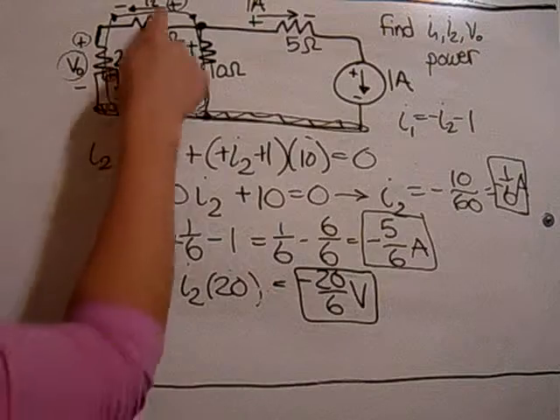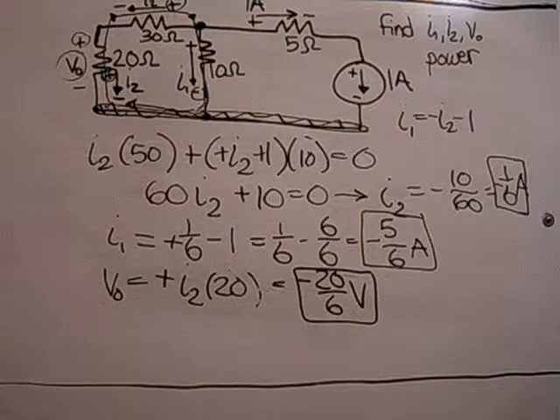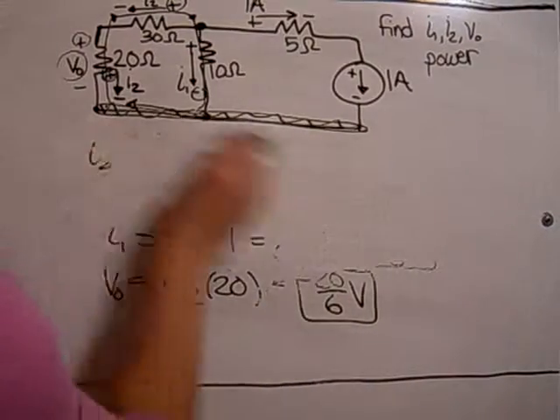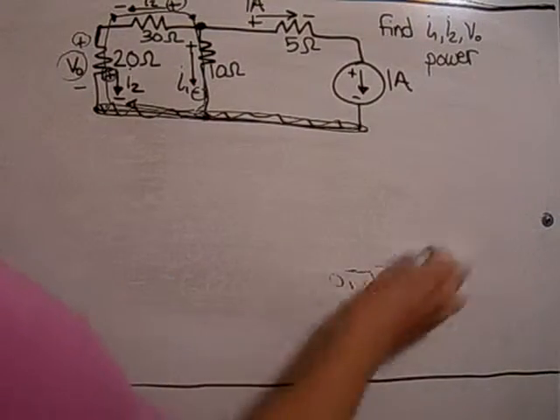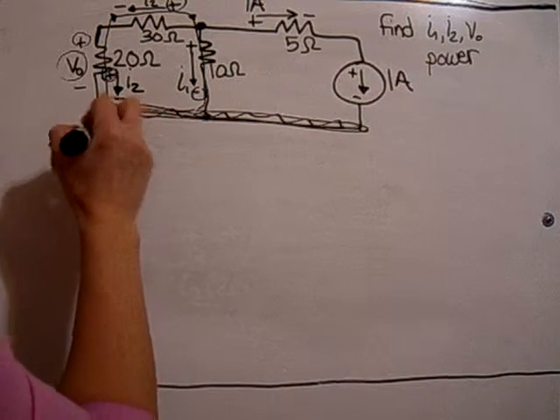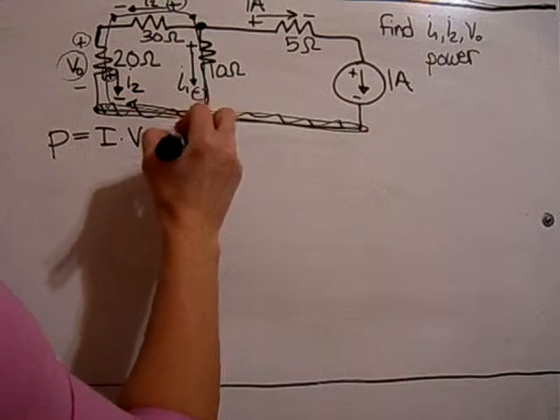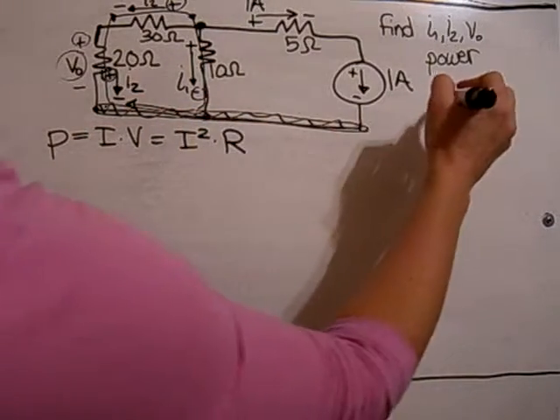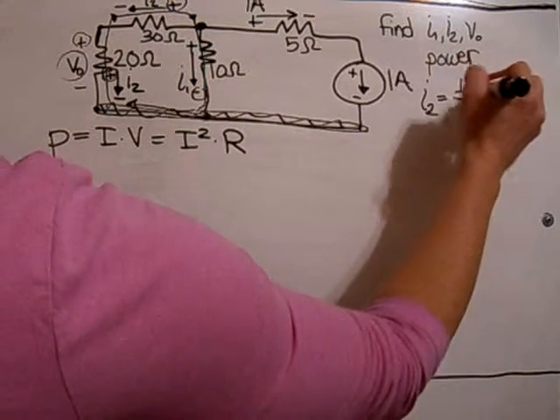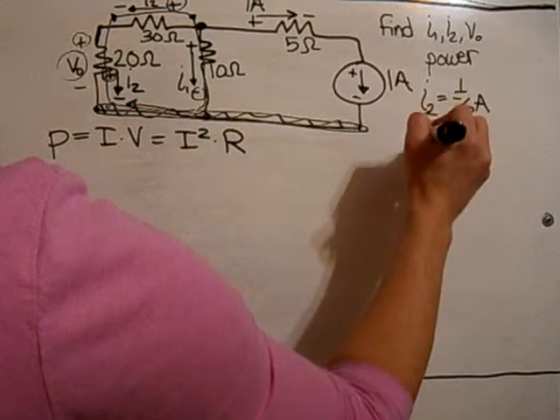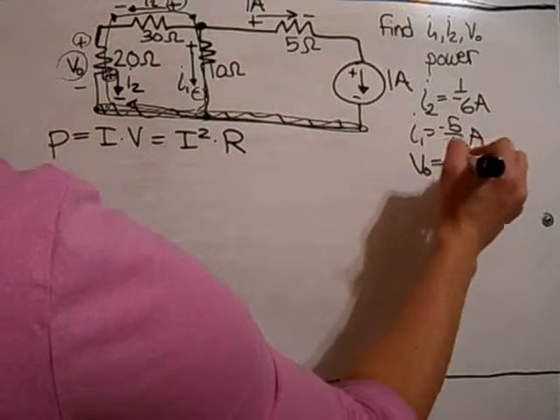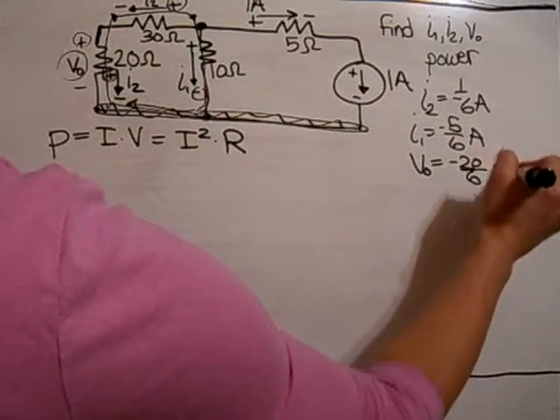So now I want to find the power in each component. To do that, I'm going to take I times V, or I squared times R. Our values over here: I2 was negative 1/6 amps, I1 was negative 5/6 amps, and V0 we found as negative 20/6 volts.